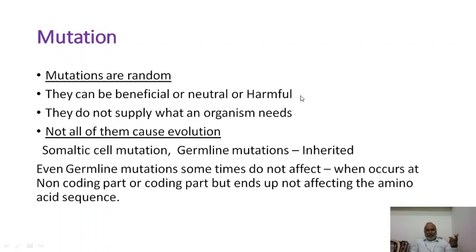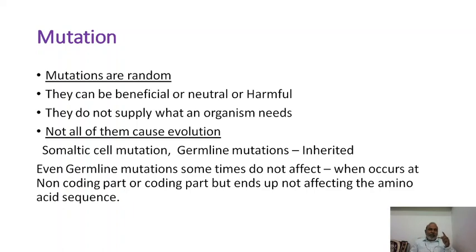Mutations are random. They can occur at any time, anywhere, or in any way. And they can be beneficial, or they can be neutral, or they can be harmful. Mutations are of three types. They may be beneficial, useful mutations, or the mutation doesn't affect anything, a neutral mutation, or the mutation which is going to cause a disease, that is a harmful mutation. Mutations are broadly classified into three types: beneficial changes, neutral changes, or harmful changes.